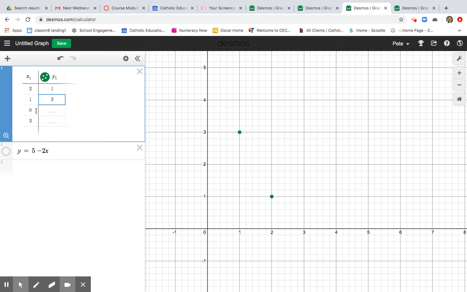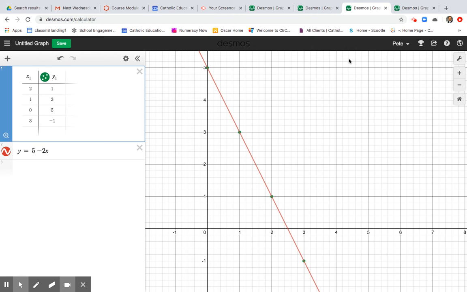2 times 0, we're putting 0 in here, is 0. So 5 minus 0 is 5. And when x is 3 at the end here, 2 times 3 is 6. 5 minus 6 is minus 1. And again, we've got this straight line. Now, what you should notice about that straight line is it's going the other way. It's going downhill, if we're reading this way across.